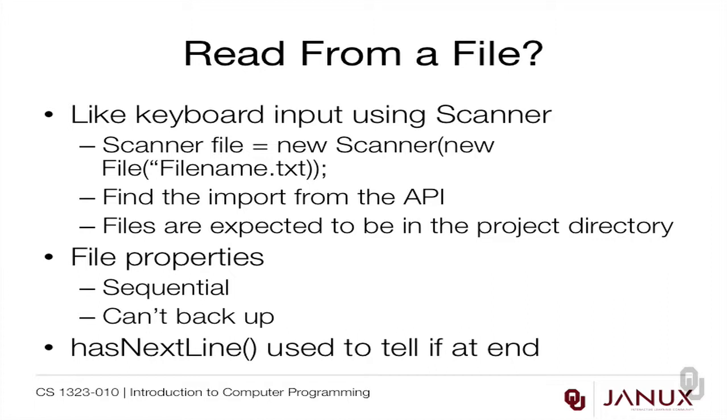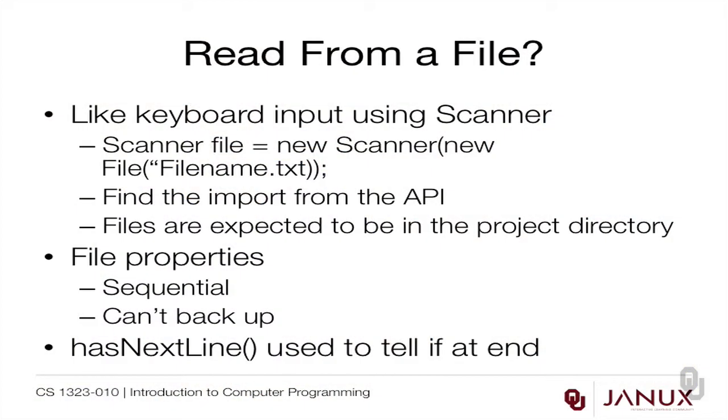hasNextLine is a very important method to use in files. What it does is tell you whether there still is data left in the file that you need to open. So that's how we'll tell when we hit the end. This is how we can get data out of a file without knowing how much is in there to start with.